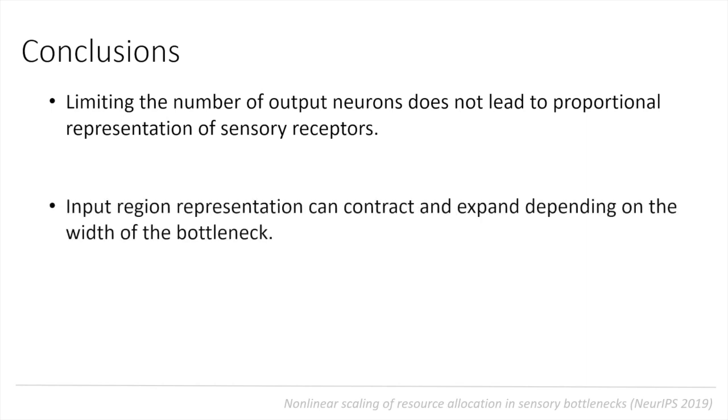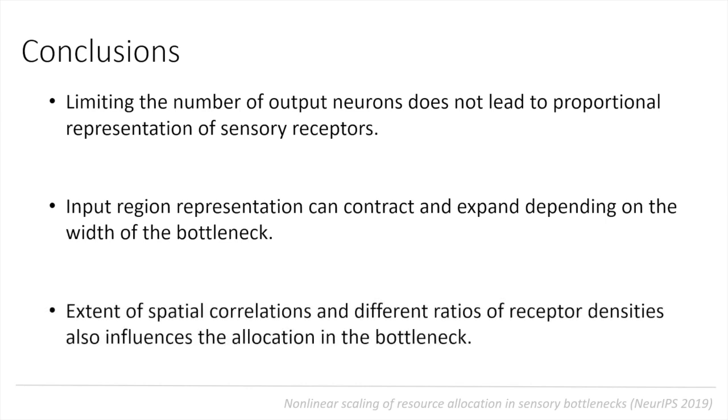input regions. The input region representation can contract and expand depending on the width of the bottleneck. And finally, the extent of the spatial correlations and different ratios of receptor densities also influence the allocation in the bottleneck.